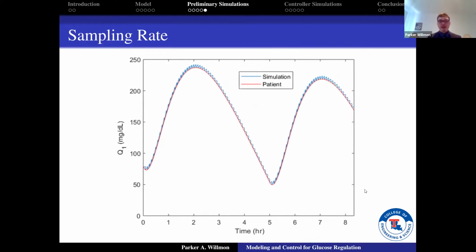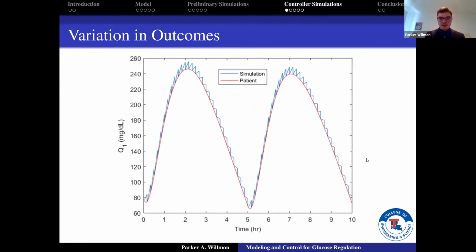However, if you take a 5-minute sampling rate, you get a much more accurate representation of the patient's blood sugar via the simulation. As you can see here, these little error here is much less significant than in the previous slide. Now, this and the next slide are some early simulations that I did with a controller in place. And this is important just to show the variation that occurs between different patients and the different factors that I had to include in my simulations.